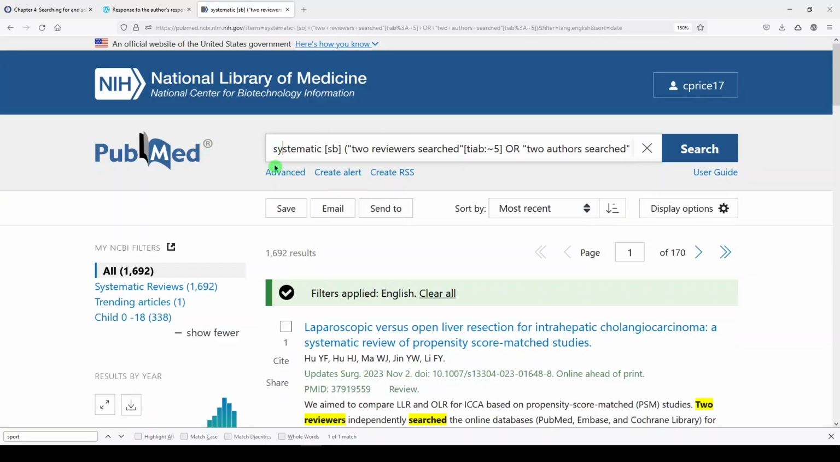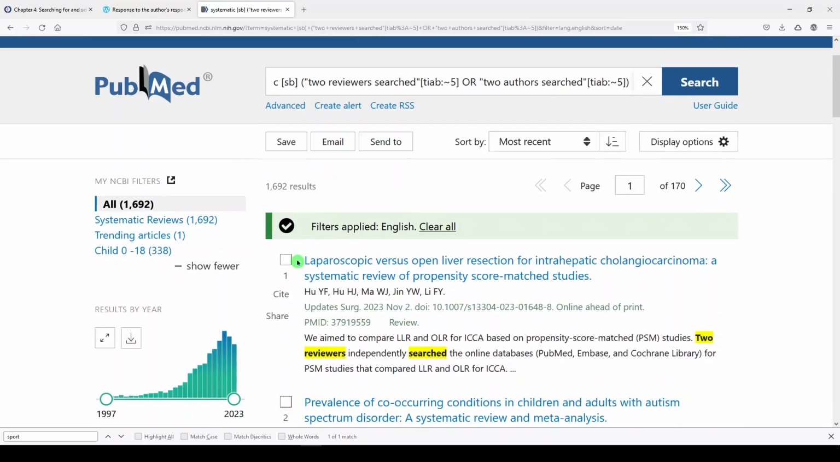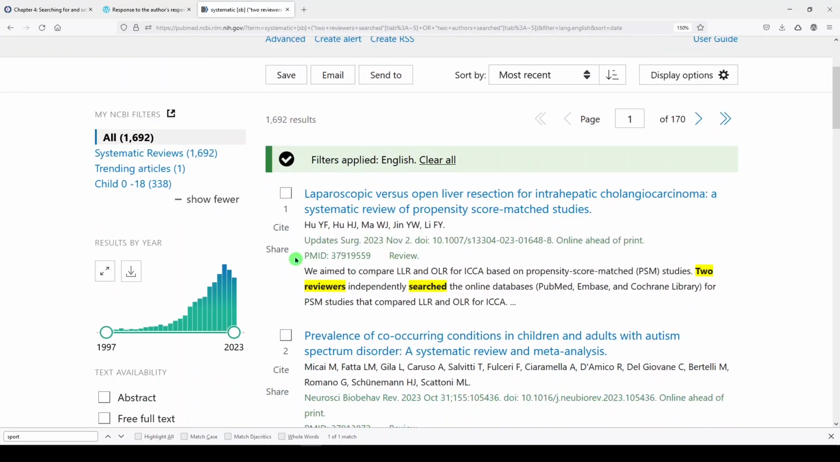So I've done the systematic subset, and then I've done 2 reviewers searched in proximity of each other in the title and abstract by 5 words, or 2 authors searched, same thing, title, abstract, 5 words. And we get at least 1,600, close to 1,700 offenders here, and this is just in the abstract.